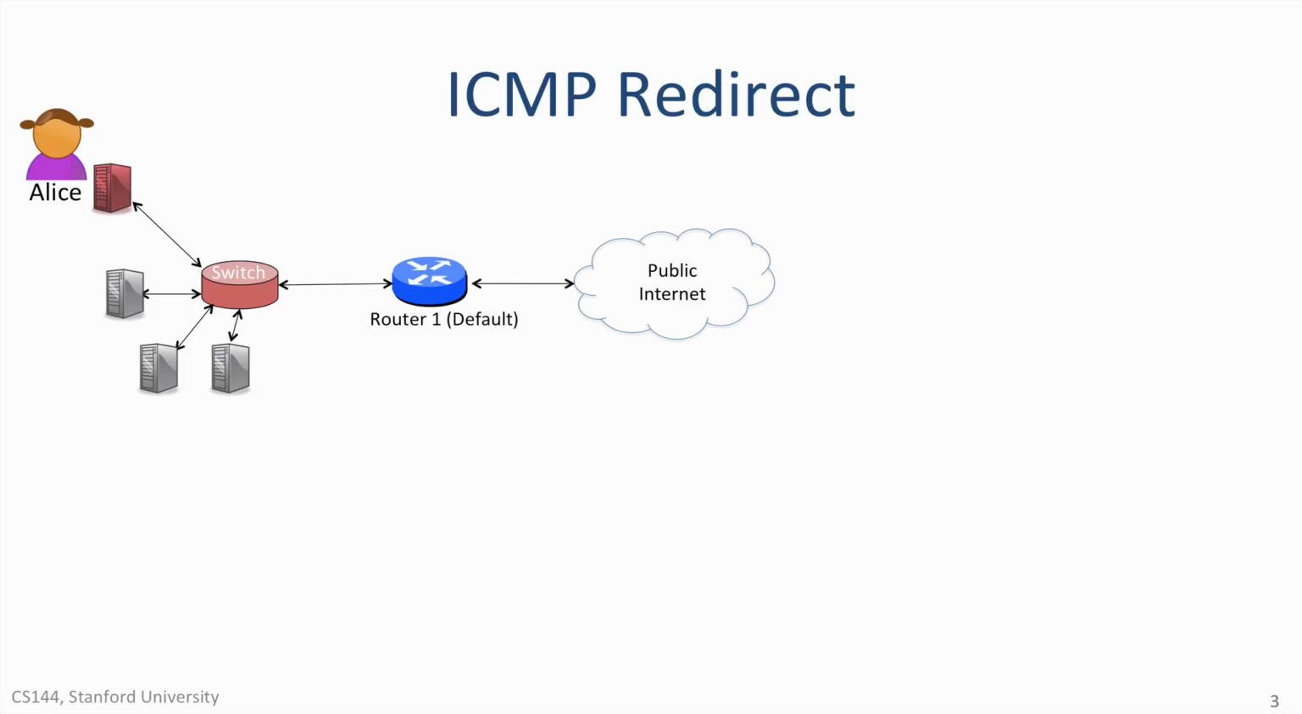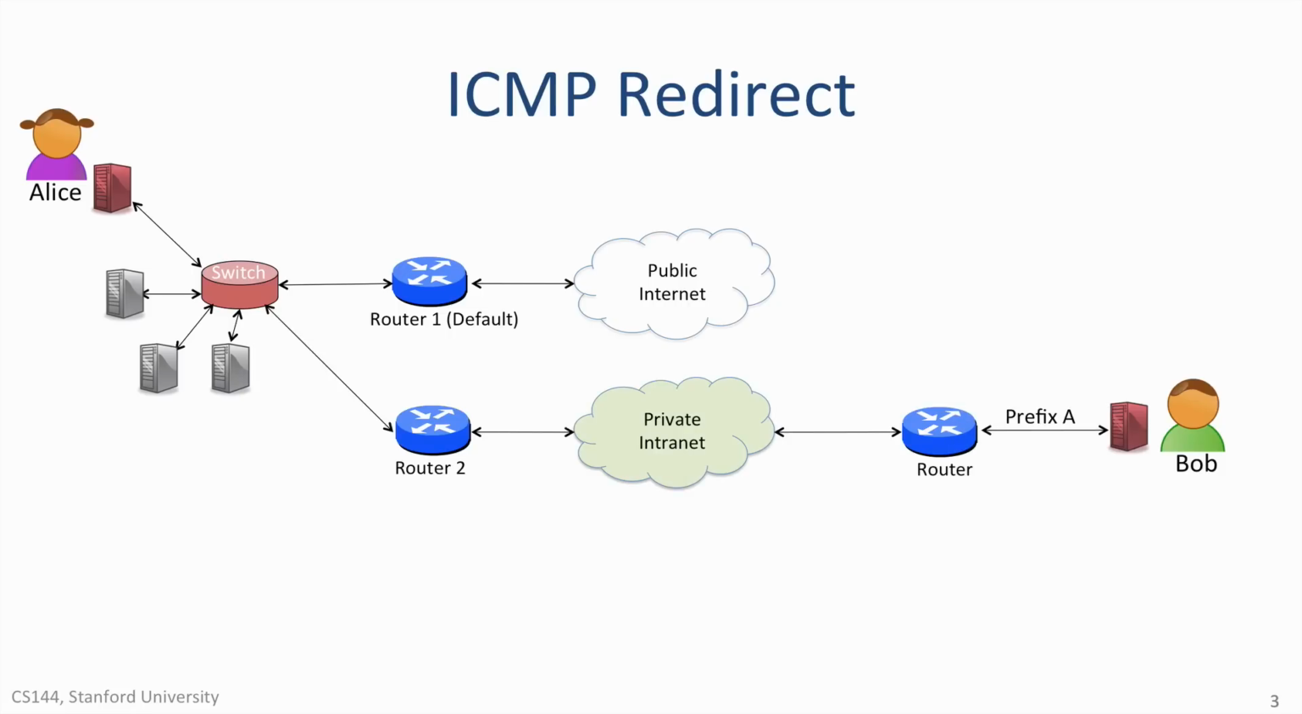Let's first see how a legitimate ICMP redirect works, then we'll look at how an attacker can exploit it. Alice is connected to her company's network, which is connected to the public internet via a router. Alice wants to send a packet to her colleague Bob, who works at the same company. They're connected via the company's private network. Alice's computer is configured with router 1 as the default router. In other words, packets destined for a different subnet will be sent via router 1. But actually, her packets to Bob should really go via router 2 instead.